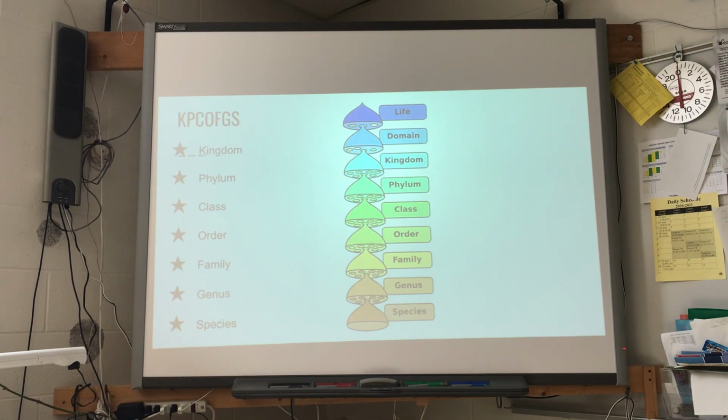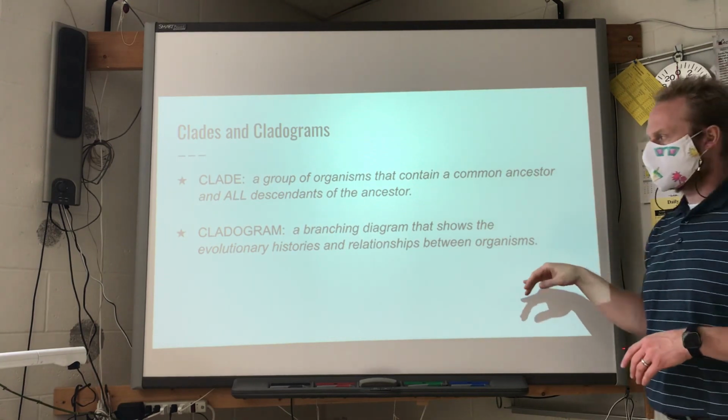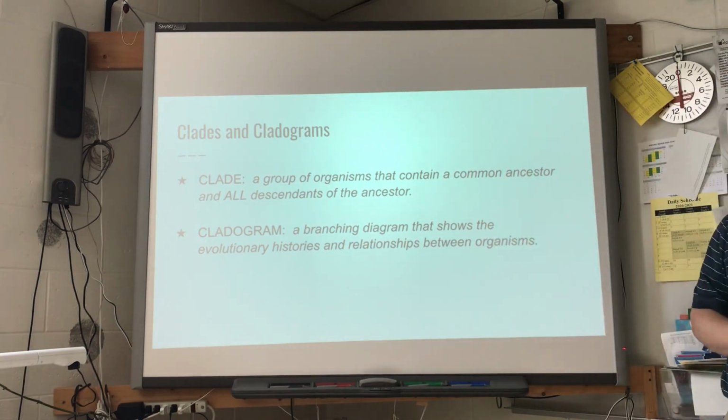Now, I'm not going to ask you from memory to tell me kingdom, phylum, class, order, family, genus, species, but I expect you to be able to look at a sequence of these and talk about relatedness and who's more closely or more distantly related. We're going to draw these things called cladograms. I'm going out of order, I know. A cladogram is a branching diagram that shows the evolutionary histories and relationships between organisms. It's kind of like a family tree.